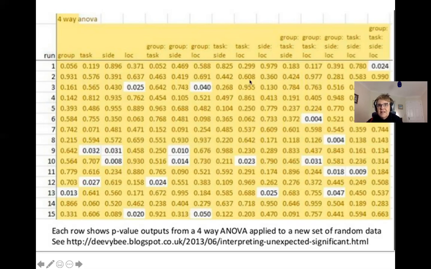And if you're doing it in an undisciplined exploratory way, you shouldn't really be interpreting the p-values as meaning anything particular unless you've corrected.